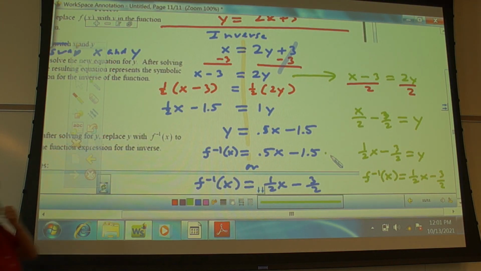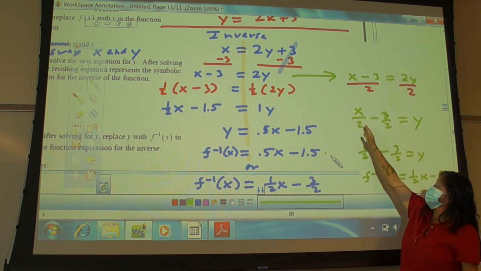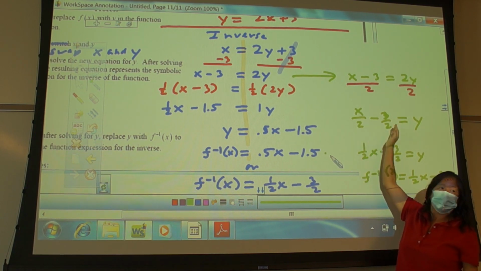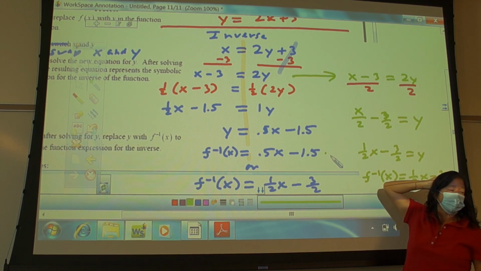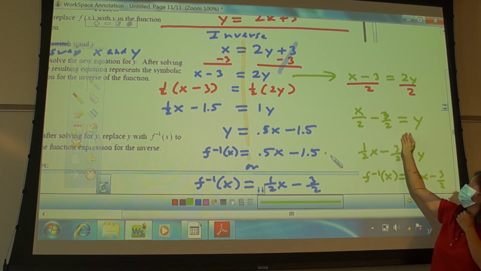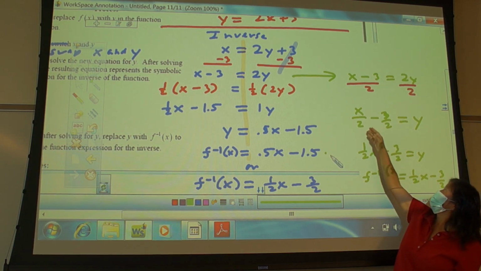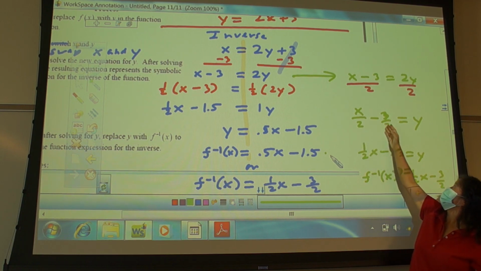You just have to bear in mind that when you divide by 2, you should split them apart. So with this term and that term, split them. Is everyone comfortable with this? So you can do it either way. It actually might be easier. You divide by 2, and then remember, each term is divided by 2. So the x is divided by 2, and the negative 3 is divided by 2.